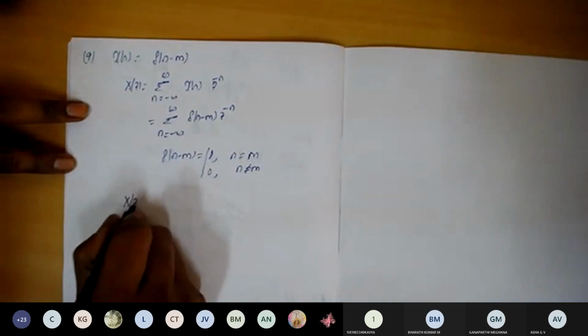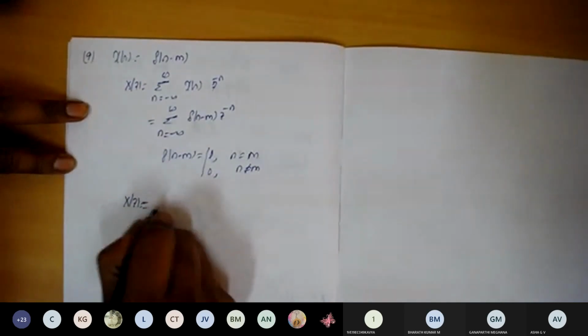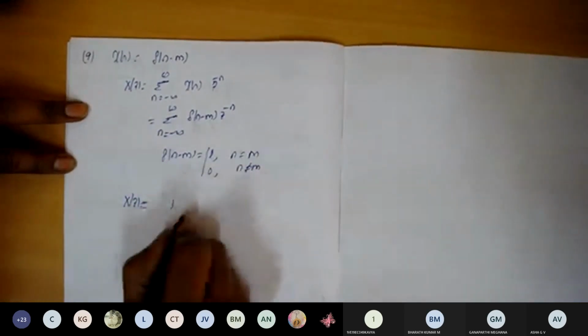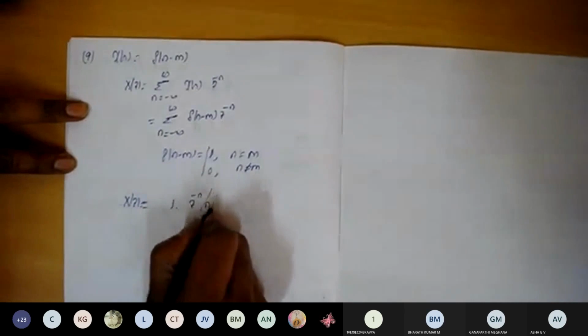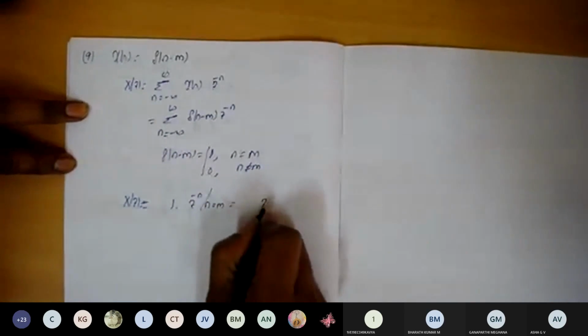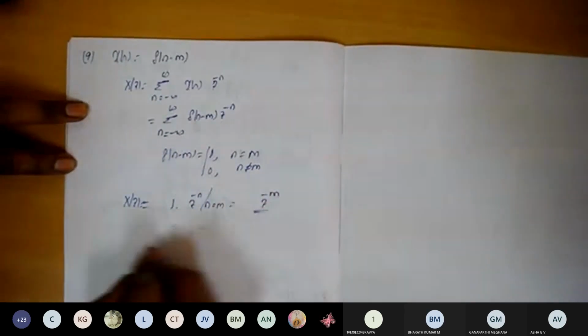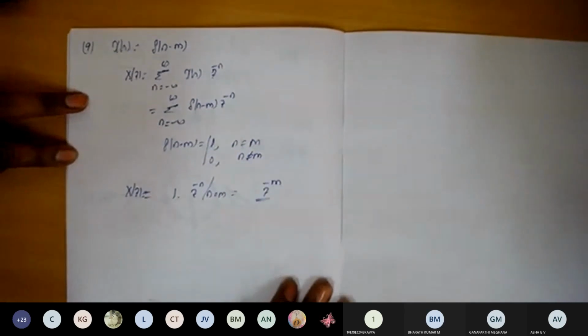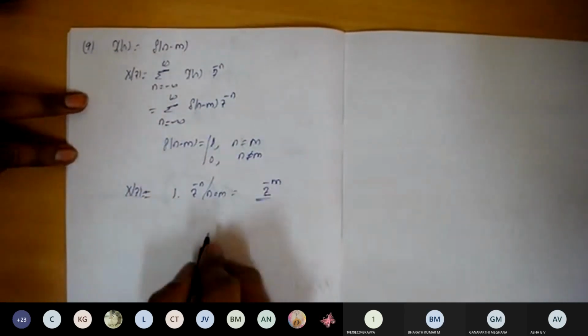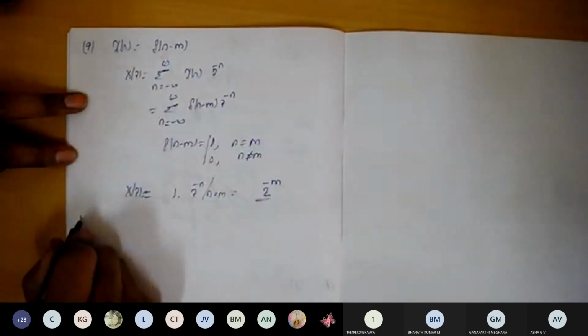Okay, so we'll write X(z) equals 1 into z to the power of minus n for n equal to m. So we can write this as z to the power of minus m. This is the z transform of delta of n minus m.